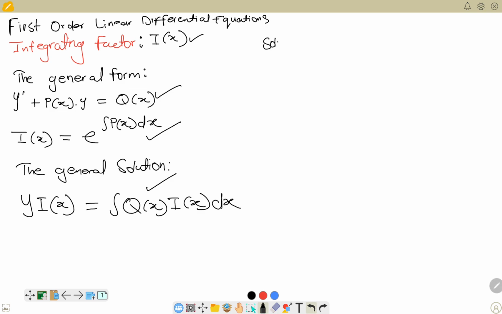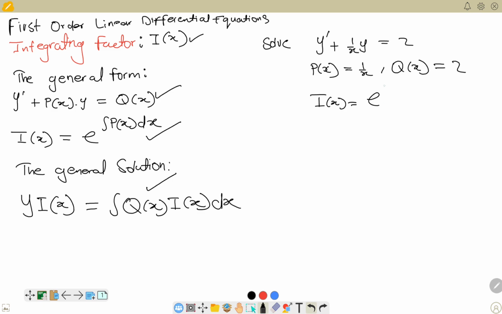Say we solve y prime plus 1 over x y equals 2. We can see that if we relate this with the formula, p of x is actually 1 over x and q of x is actually 2. Then the integrating factor is equal to e to the power integral of 1 over x. When we integrate 1 over x, we get ln x. E to the power ln x is actually x.